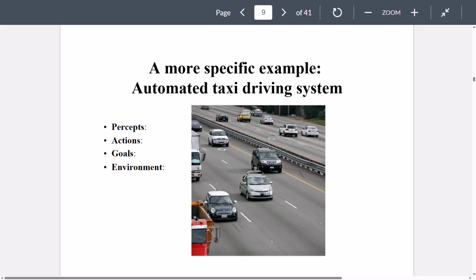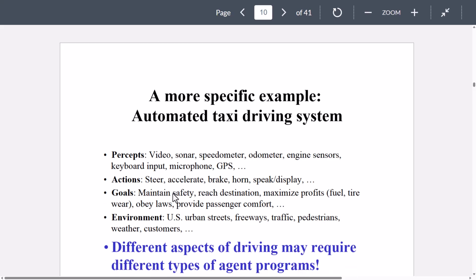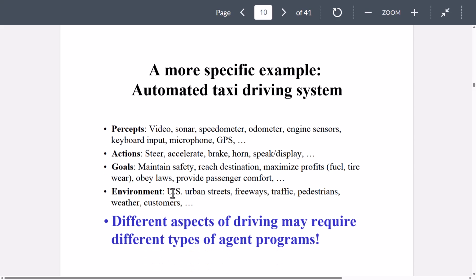The taxi must handle different roads, traffic, pedestrians, potholes, construction zones, even cultural variations, like driving on the right in the US versus left in Britain or Japan. The more restricted the environment, the simpler the problem. But a real-world taxi must be very flexible.